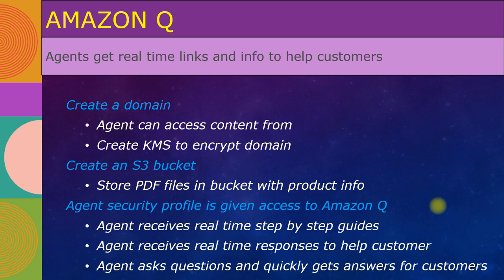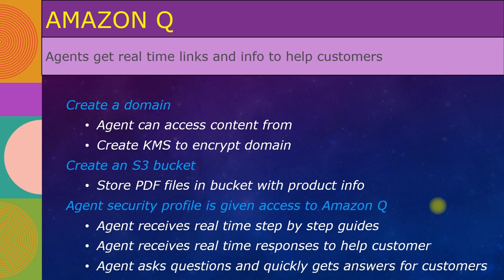Okay, and then on top of that, the agent has a security profile. It has to be given access to Amazon Q or any other service that's in the agent workspace. So with case management, the agent needs access to that. The CRM, the agent needs access to Salesforce. So what I did is I went and did the security profile of an agent, and I just gave them access to Amazon Q, cases, and Salesforce.